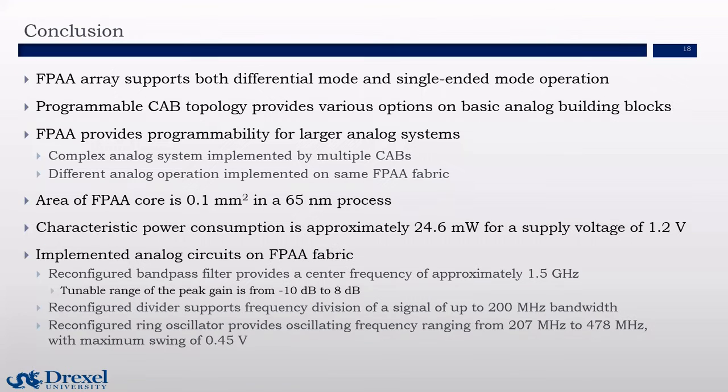In conclusion, the FPAA array supports both differential mode and single-ended mode operation. The FPAA cap topology provides various options based on basic analog building blocks. The FPAA provides programmability for larger analog systems. The area of the FPAA core is 0.1 square millimeters in a 65 nanometer process. The characteristic power consumption is approximately 24.6 milliwatts. The implemented designs include a bandpass filter, divider, and ring oscillator.